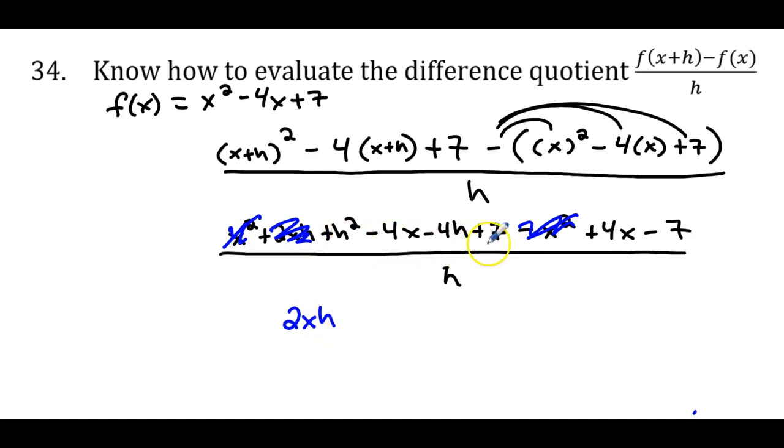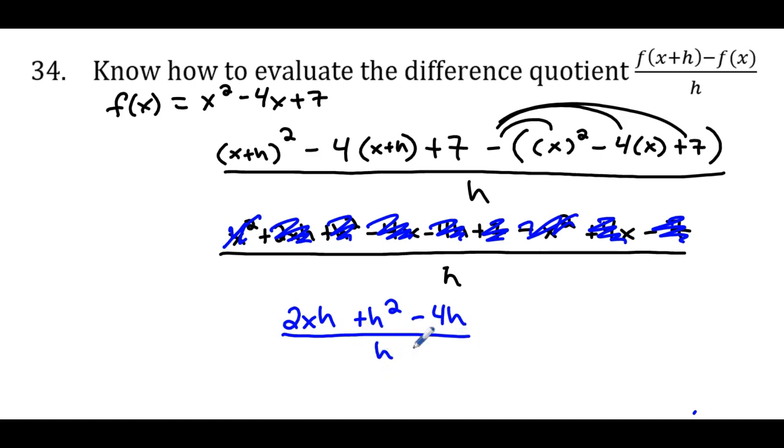I have a positive h squared, and nowhere up here do I have a positive h squared to go with it. I've got minus 4x and plus 4x. Those will cancel each other out. I've got minus 4h, and there's nowhere that that pairs with. And then plus 7 and minus 7 will cancel each other out as well. And all of this is over h.